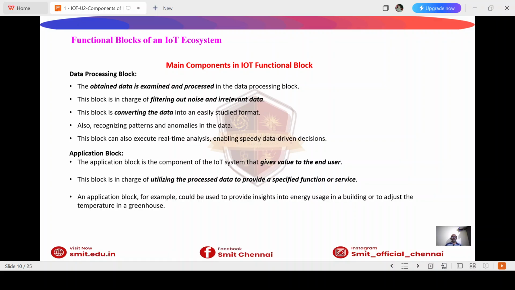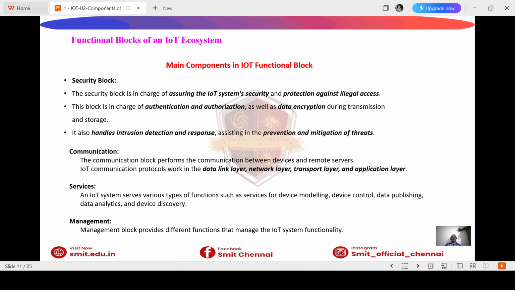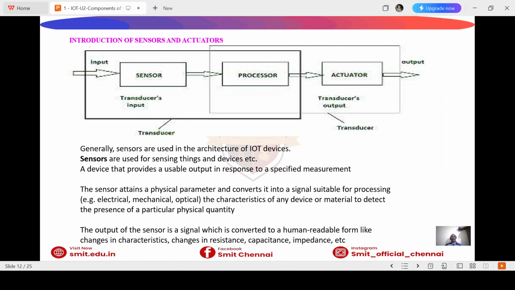And the application block is the component of our system that gives the value to the end user. This is the main end user application wherein they will get the information they want through some specified functions or services. An example is to provide insights into the energy usage in a building or to adjust the temperature in a greenhouse. Security blocks I told: proper authentication only, so we can handle the information, with data encryption also.